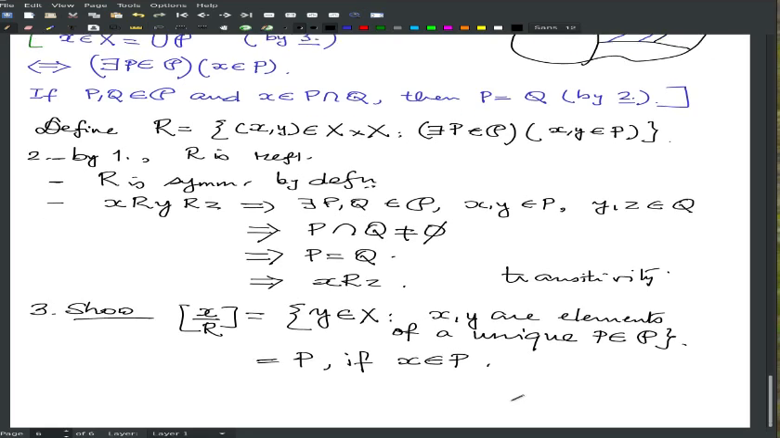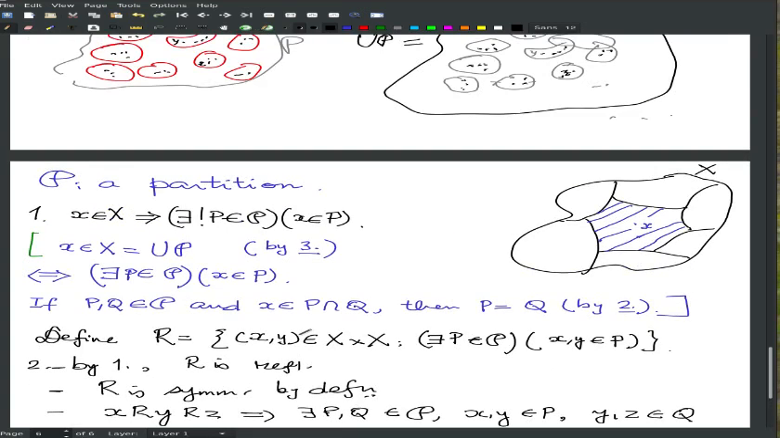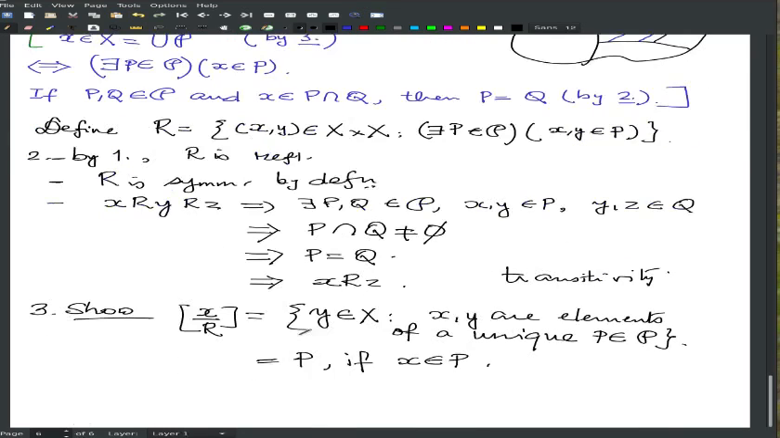So therefore the partition is exactly the set of equivalence classes of the elements of X. So that proves it. So what does this show?